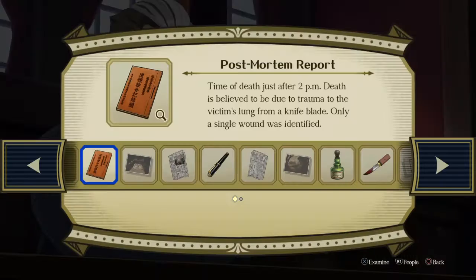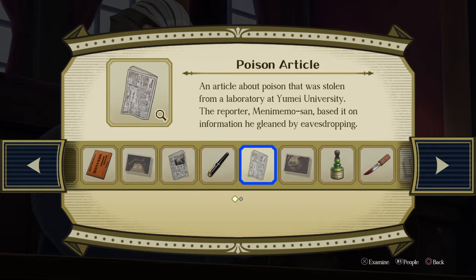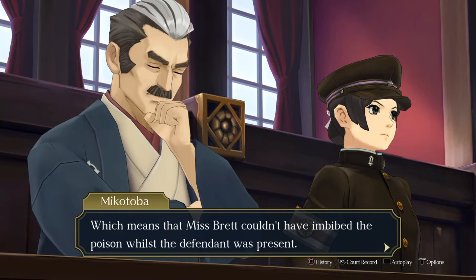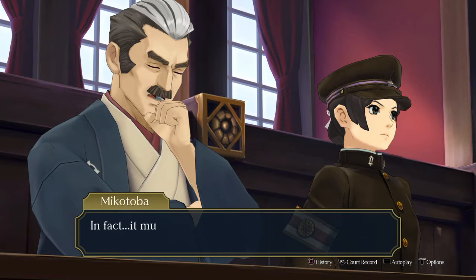Okay, I don't see how all this information we could have gleaned from just presenting the poison article, but okay. I guess we're talking about poison. Poison's like the main subject. Yeah, we're all about poison right now.